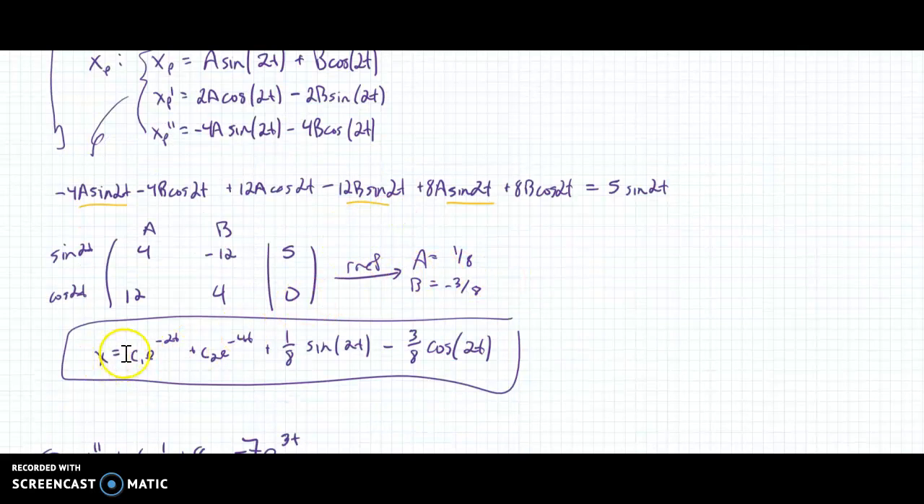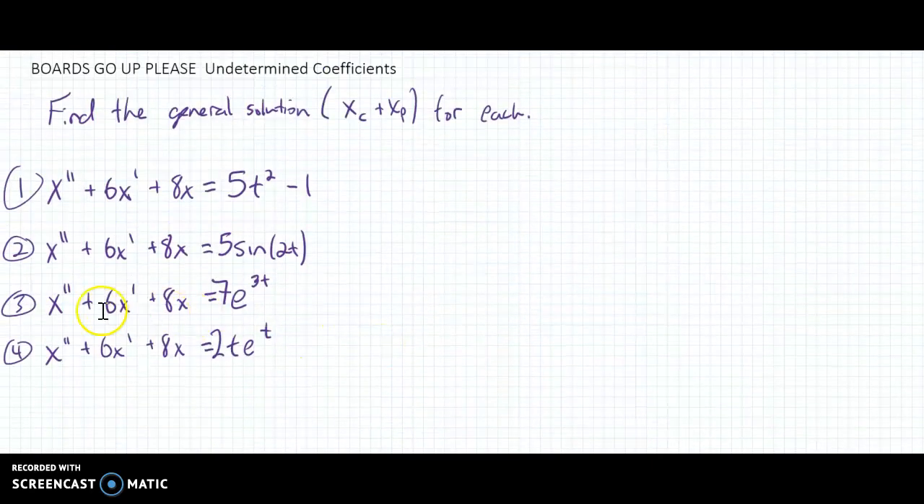RREF it, I get c1 e to the negative 2t plus c2 e to the 4t plus 1/8 sine of 2t minus 3/8 cosine of 2t. All right, let's go to the next one.